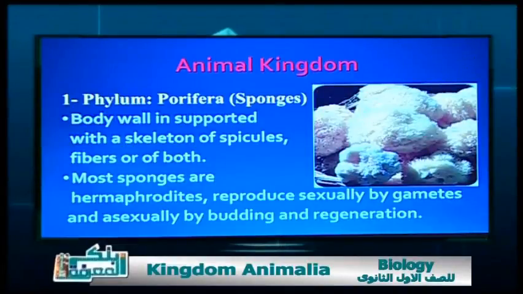Here's another picture of the sponge. The body wall is supported with a skeleton of spicules or fibers or both. Most sponges are hermaphrodite. So we can find the male and female reproductive organs present in the same individual. They reproduce sexually by gametes and asexually by budding and regeneration. Regeneration means when we cut a part of the sponge, it grows to replace the lost part.